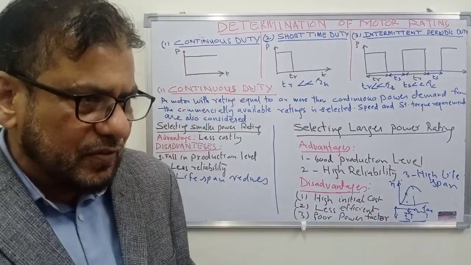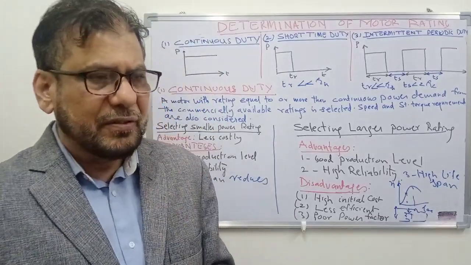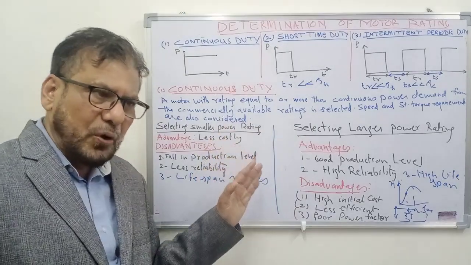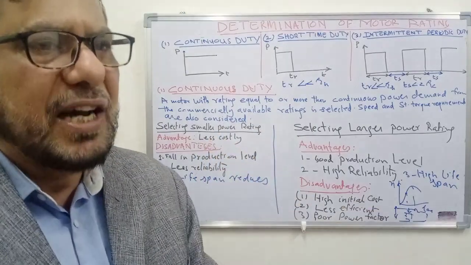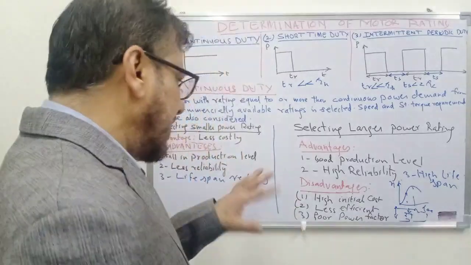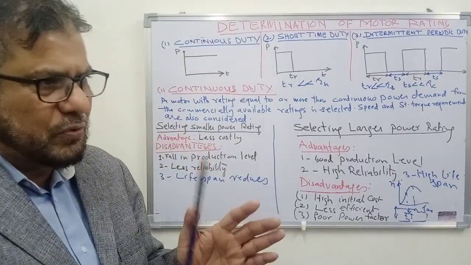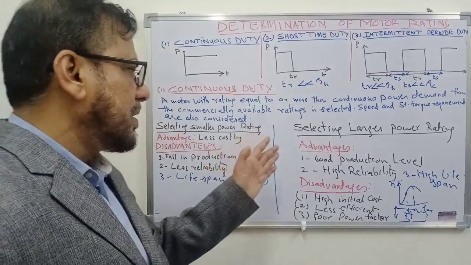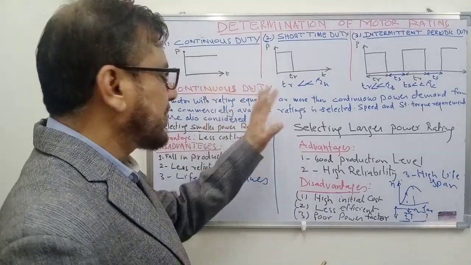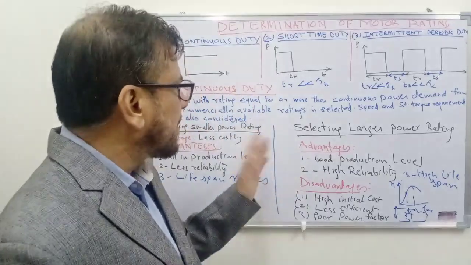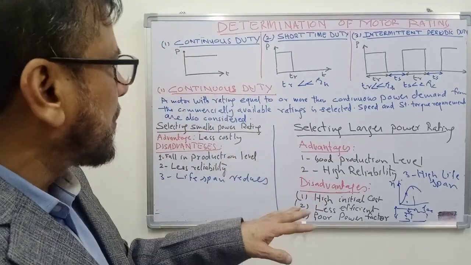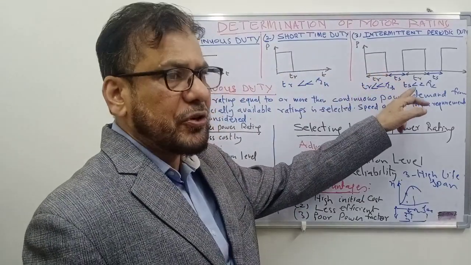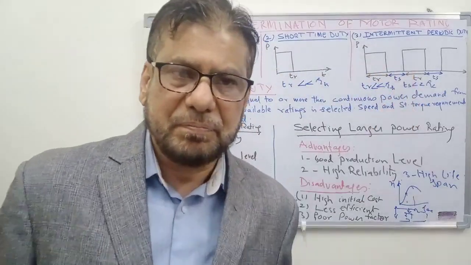So therefore, you have to take a judicious decision. Neither should you select a motor of much lesser power rating, nor should you go for much higher power rating. Both have their advantages and disadvantages. So you have to take a judicious decision on how to select the rating of the motor for continuous duty load. Now we shall discuss how to select the motor rating for short time duty and intermittent periodic duty.